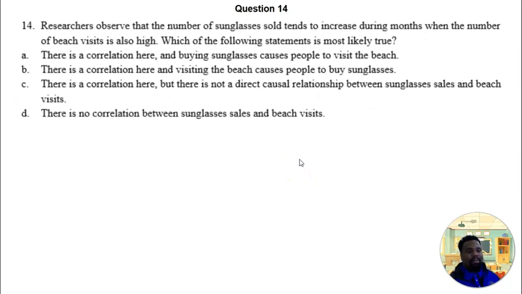All right, let's look at number 14. It says researchers observed that the number of sunglasses sold tends to increase during the months where the number of beach visits is high. What other statements are most likely true? Now, it doesn't say that there are no other factors involved, all right? We do know that there's correlation. As the number of beach visits increases, the sunglasses sold increase. So there is correlation, however, we cannot say that there's causation because there could be other factors. So your answer would be C.